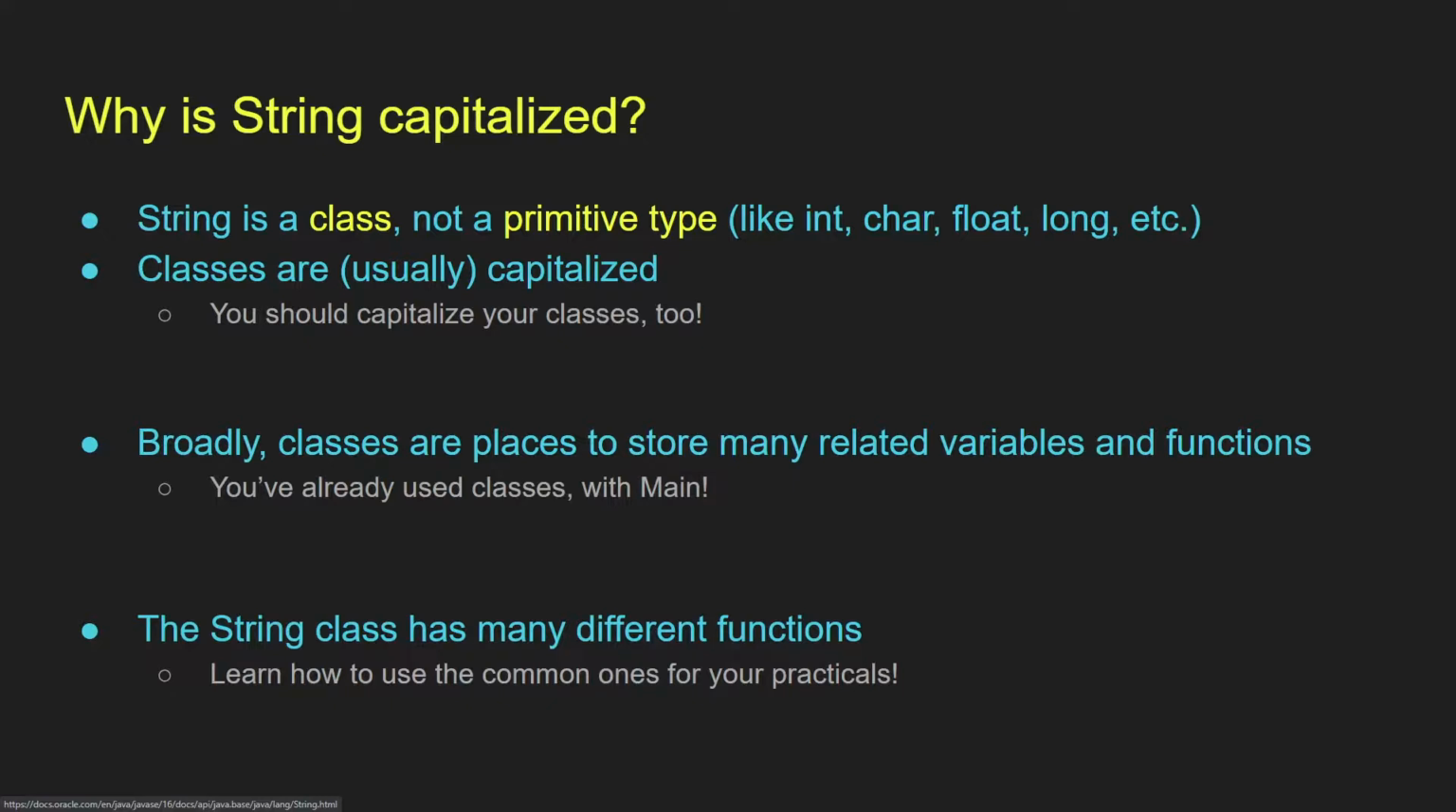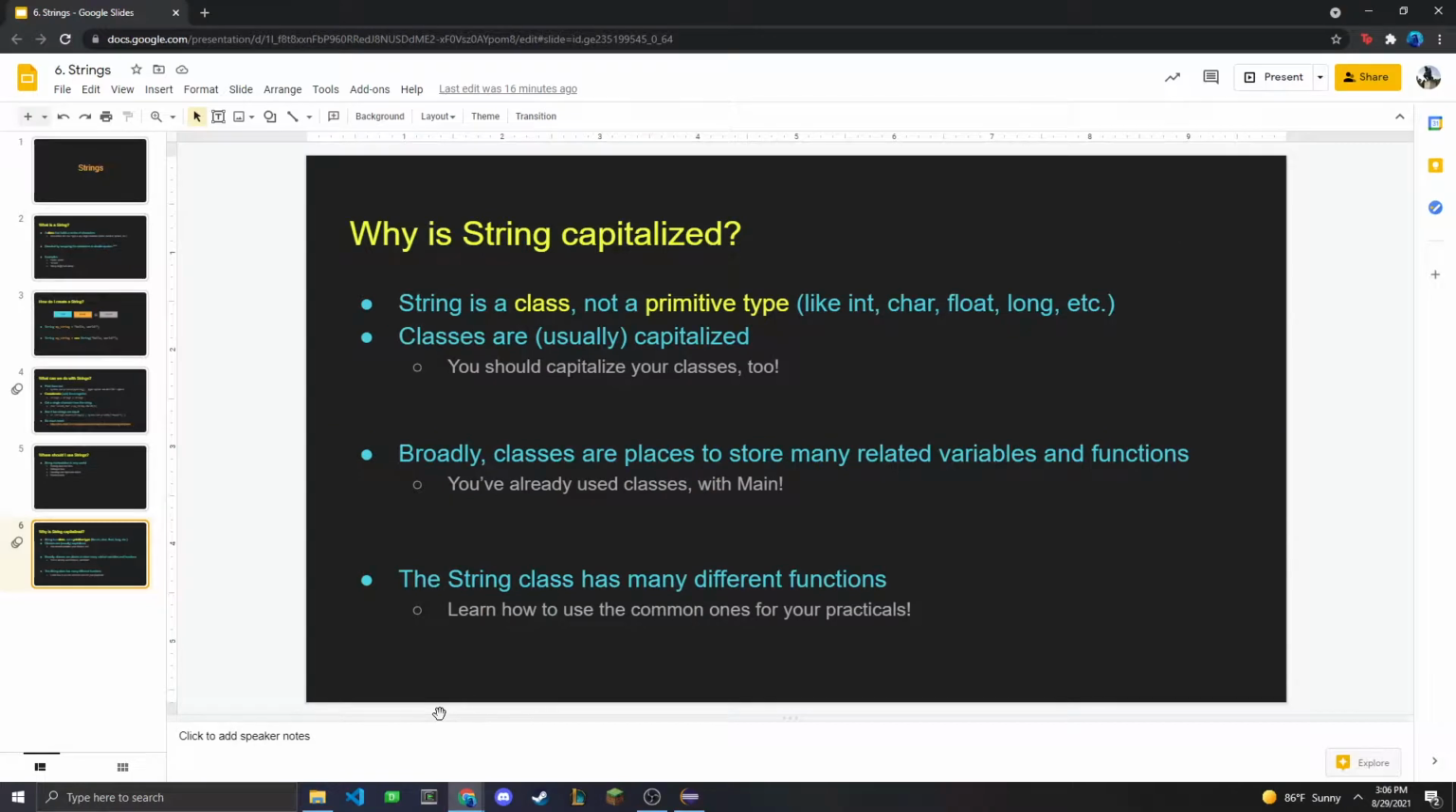And the string class has a lot of different functions. Since classes are a place where you can store a lot of variables and functions, the string class has all these different functions that you can use, like the dot equals function, and so much more of the stuff that you can see online in documentation, which is going to be pretty important to learn some of those common ones for your practicals. And this is actually all we have for the slides.